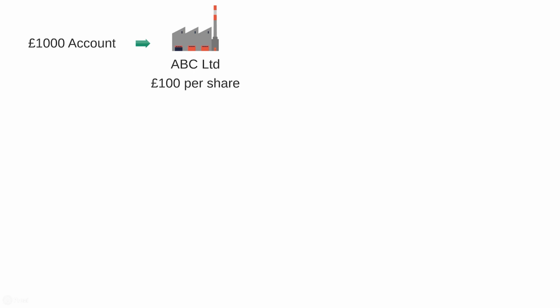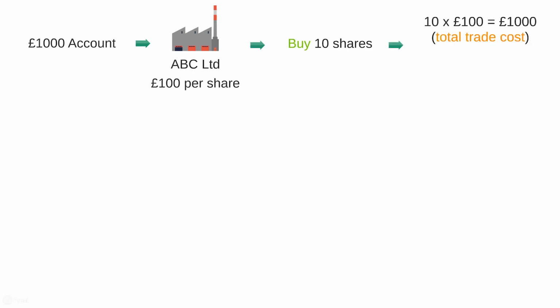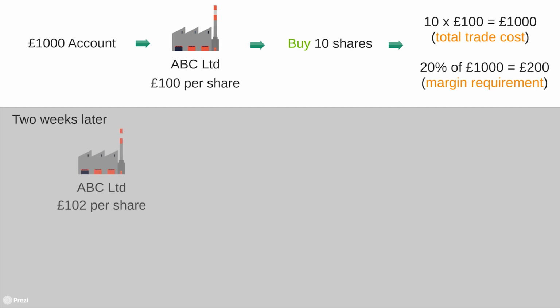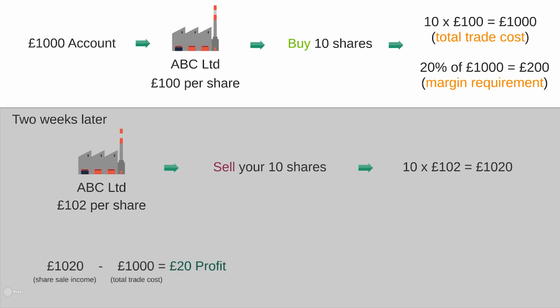The margin requirement will vary from broker to broker and market to market. Let's say in our example, the margin requirement is 20%. It is much smaller on a lot of markets in reality. This would mean our broker would only require a deposit of £200 for the same 10 shares. 2 weeks later, the share price has risen to £102 as it did in the previous example, and you sell your shares. Now you have made £20 from £200 invested, which is equivalent to a 10% return on investment.